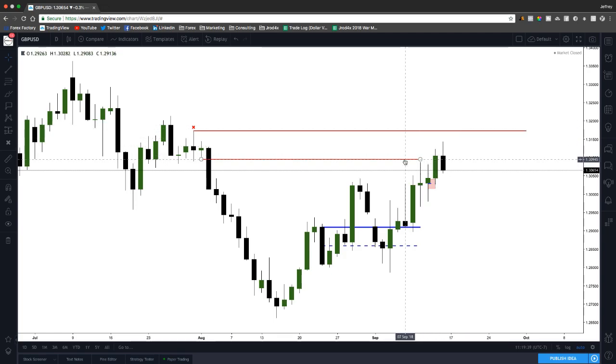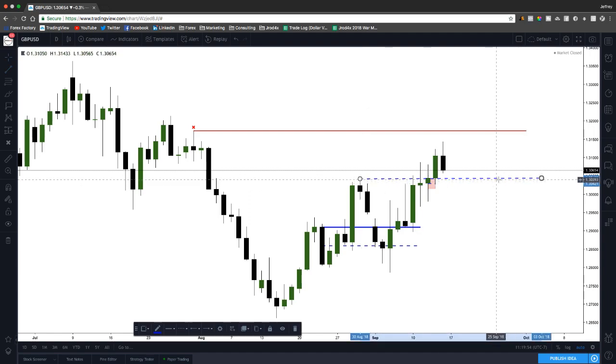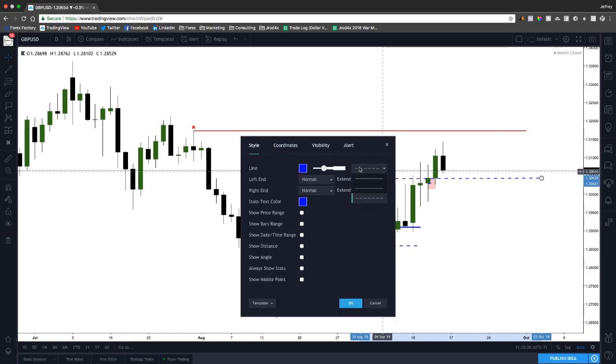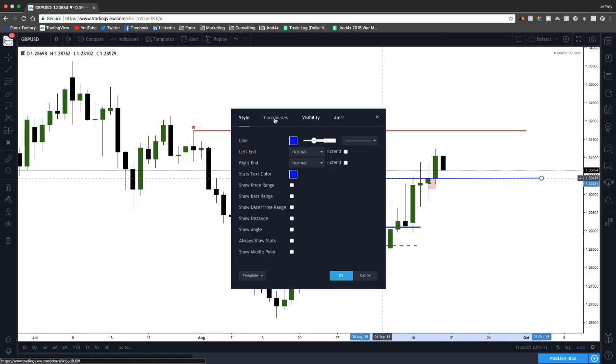I'm going to remove this level here now because we don't really need it. We're really not much use for it in my opinion. But we do need to mark out this level here. So we've got this high now. And the high comes in at 30.43.